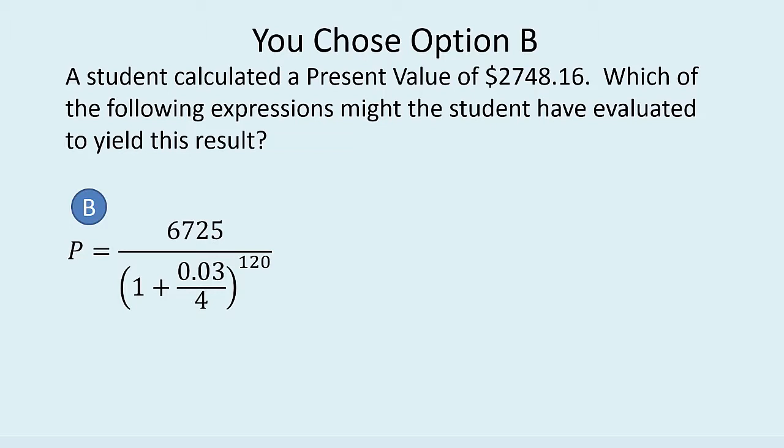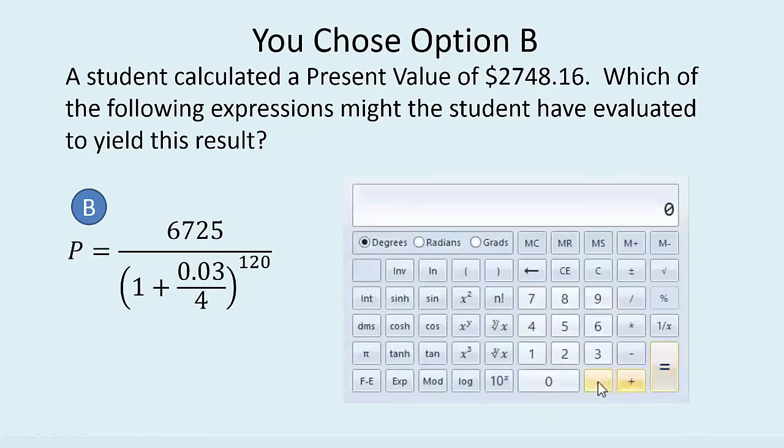You chose option B. Let's check it out. Plugging into our calculator, we need to observe order of operations. So inside the parentheses, we'll do the division by 4 first. Then we add 1 to that quantity. Hitting equals, this gives us what's in parentheses. And we need to raise that to the power of 120. That gives us our denominator.